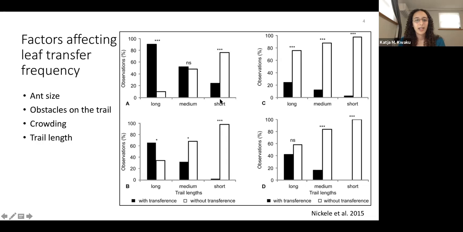And the reasoning behind this has to do with how ants know they're on a foraging trail. Ants know that they're on a foraging trail because of the presence of trail pheromone, or a chemical signal that's deposited when a bunch of ants are using the pathway. And leaf transfer gives ants the opportunity to deposit this trail pheromone, and this helps so that they don't get lost. So let's say you're an ant on a super long trail, you're really far away from the nest. If you transfer, you have the opportunity to deposit this trail pheromone, and that way you won't get lost even if you're really far away from the nest.